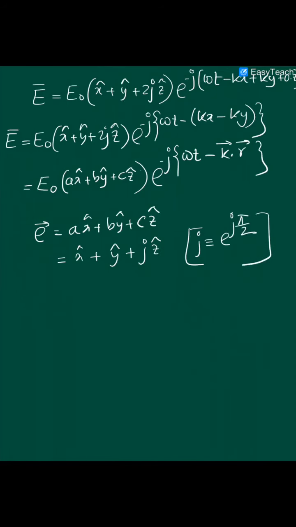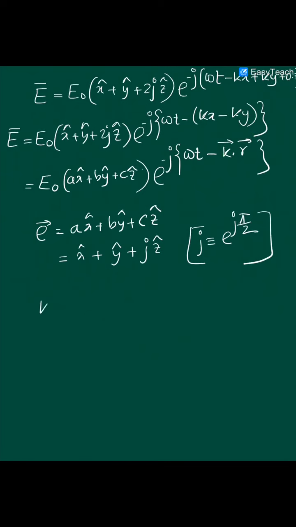And from this expression we have k vector dot r vector, which is basically kx minus ky. You know r is the position vector, so you can write k vector as k into x cap minus k into y cap.